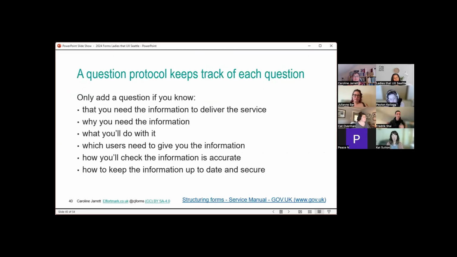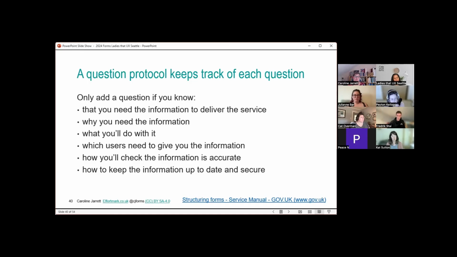So in a question protocol, you just keep track of every question. So pulling the version from the service manual, they're saying only add a question if you know that you need the information to deliver the services, why you need it, what you'll do with it, which users need to give you that information.